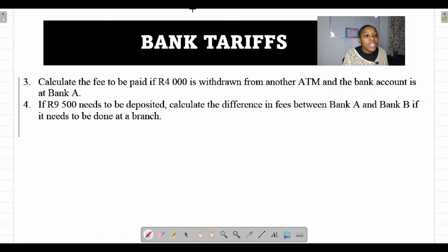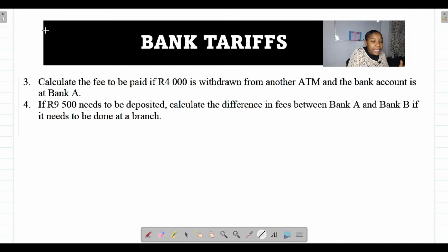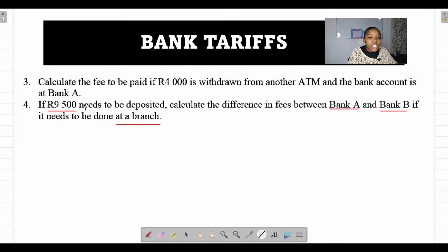If 9,500 needs to be deposited, calculate the difference in fees between Bank A and Bank B if it needs to be done at a branch. Okay, so we are told that 9,500 needs to be deposited. We want to first find out what our deposit fees will be if we go to Bank A, what the deposit fees will be if we go to Bank B, and if this is done at a branch. So I'm going to first do the calculations for Bank A, do the calculations for Bank B, and then from there, I'm going to find the difference in the fees.